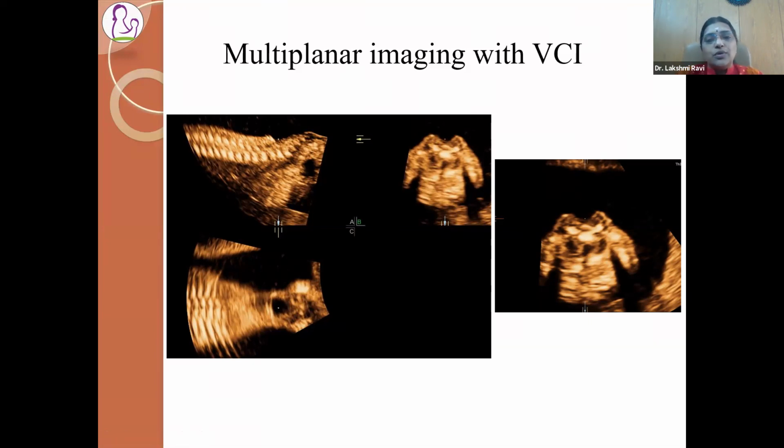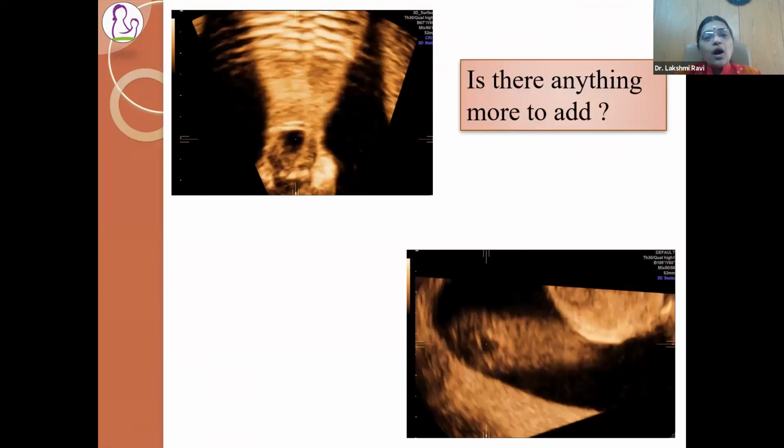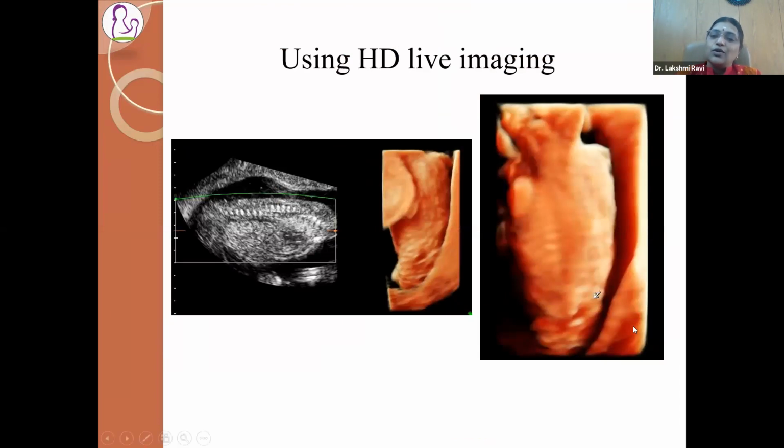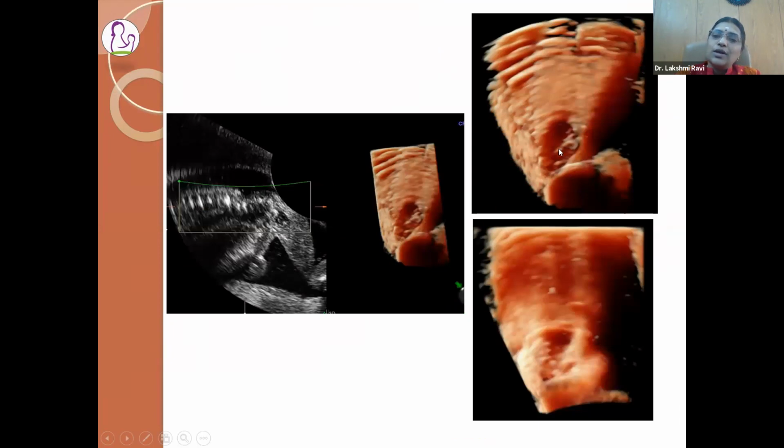But how are we able to do that? Simply by making use of the advantage of BCI. And once you have done so much and once you're very sure, yes, I have nicely seen the defect, is there anything more to add? Yes, because now you're looking at a crater, then you can use HD live imaging because you have the light effect on it, and see how nicely you can see the pit, the crater here exposed, and you can nicely see the neural elements exposed here in an open neural tube defect. So it is not that I say it is diagnostic. Always your diagnostic planes are your 2D ultrasound, but it improves your confidence.